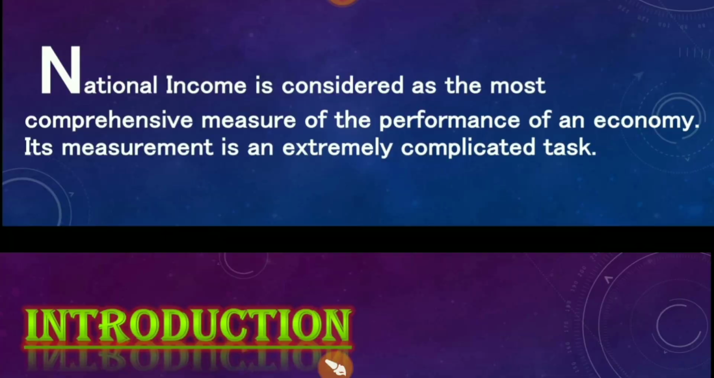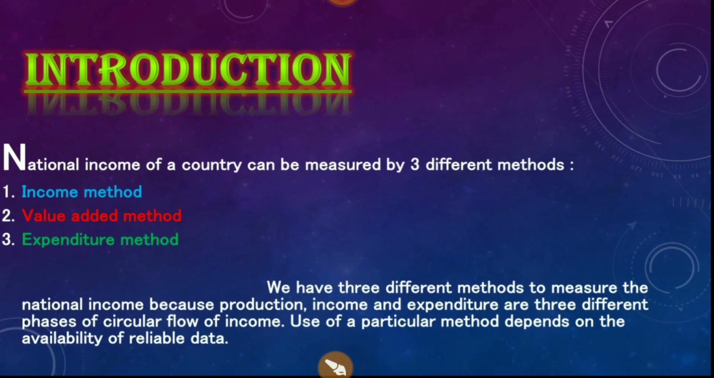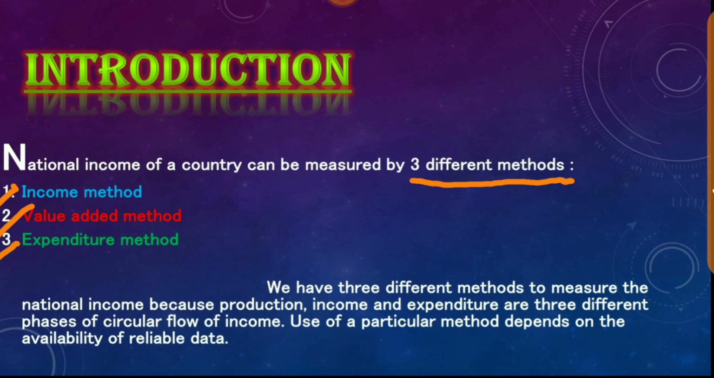Students, national income of a country can be measured by three different methods. The first is the income method, then the value added method, and the expenditure method. We have three different methods to measure national income because production, income, and expenditure are three different phases of the circular flow of income. The use of a particular method depends on the availability of reliable data.